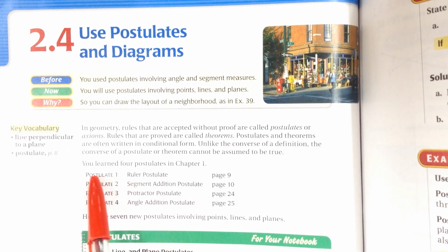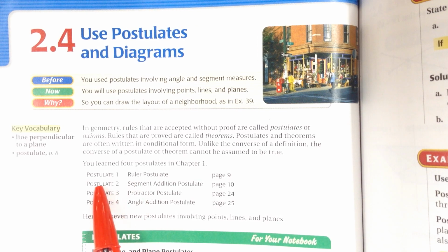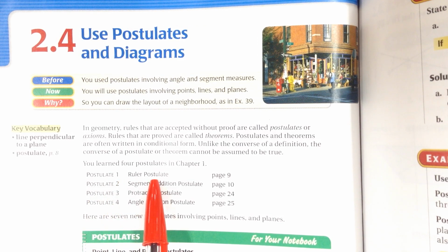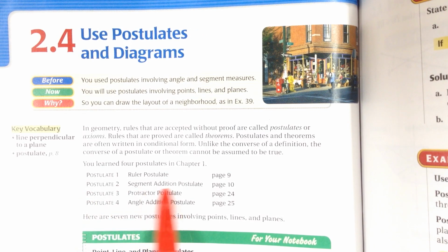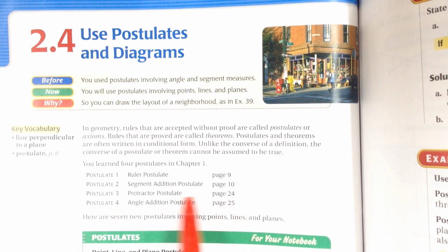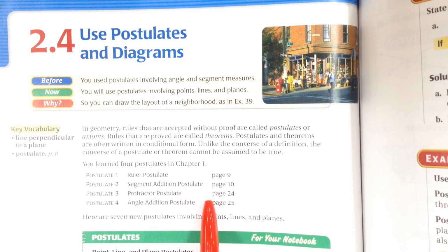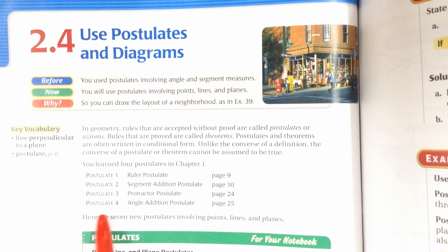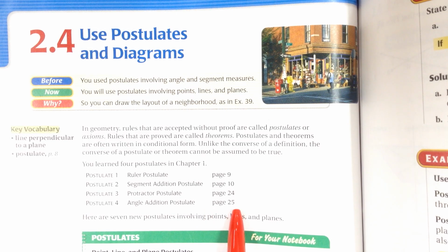Okay. So over here it says you learned 4 postulates in chapter 1. Postulate 1, ruler postulate, on page 9. Postulate 2, segment addition postulate, on page 10. So you can go back and look those up, or just look at your notes. Postulate 3, protractor postulate, and that's on page 24. And postulate 4, angle addition postulate, and that's on page 25.